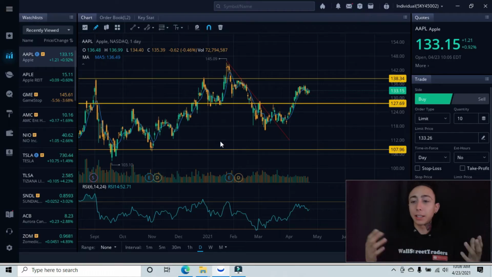Guys, so today's stock that we're breaking down is Apple, or ticker symbol AAPL. I love breaking down this stock. It's such an easy chart to read, you guys. So let's go ahead and dive in.